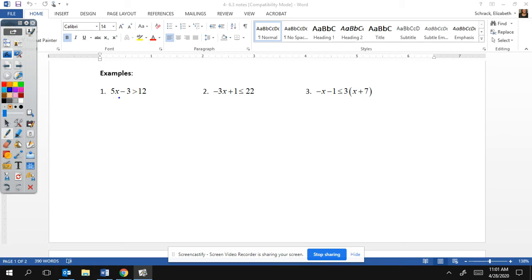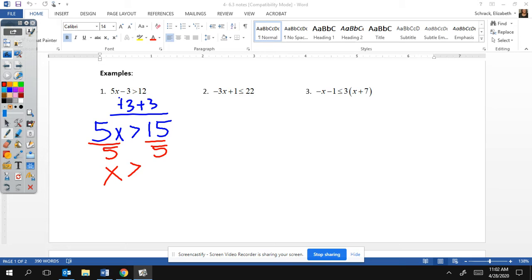So in number 1, we want to get this x by itself. So we'd undo the -3 first by adding 3 to both sides. So we have 5x is greater than, and 12 plus 3 is 15. We still need the x by itself. So we are going to need to divide the 5 out, divide both sides by 5. And the inequality stays the same because we're not multiplying or dividing by a negative. And 15 divided by 5 is 3. So we've gotten our inequality by itself.